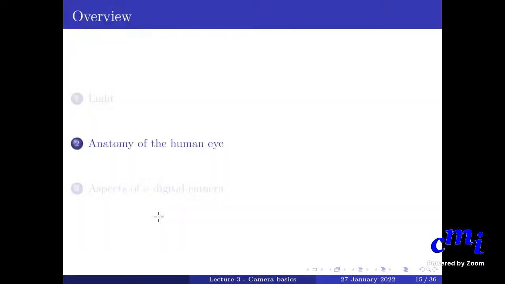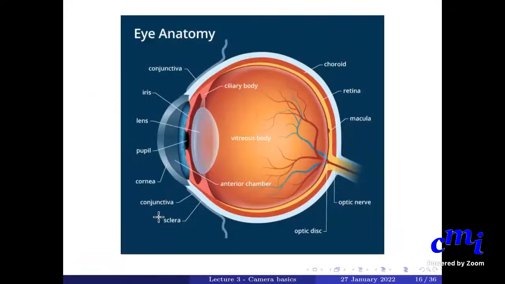Okay, so now let's quickly talk about the human eye. This is a top-down image, or sort of a cross-section, of the eye. And from your biology class in school, you'll probably recognize all these components.